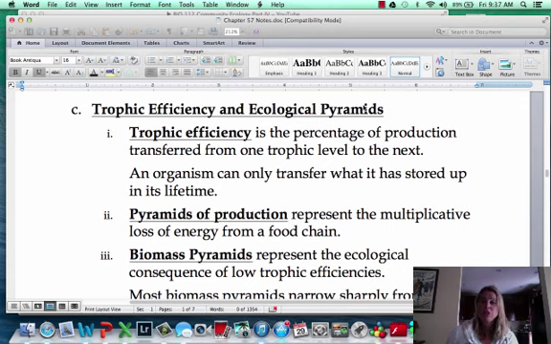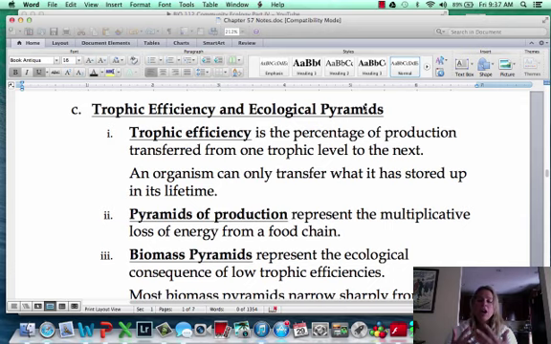So remember, you can only transfer what you've stored up in your lifetime, right? If I'm planning on eating a cheesecake tomorrow and gaining some serious fat from it, if I get eaten today, then it doesn't matter, right? It doesn't matter what your plans were. It's all about what you've stored up in your lifetime.